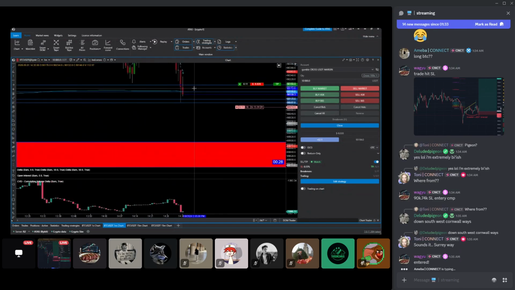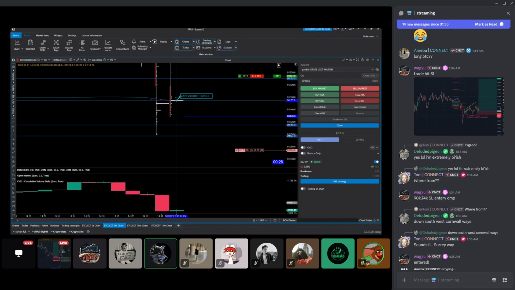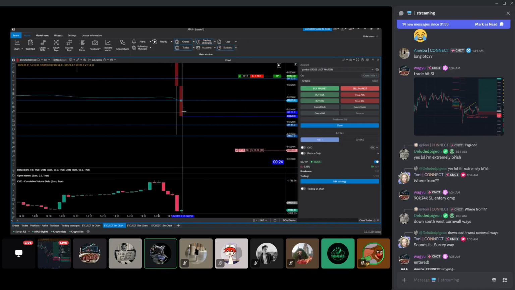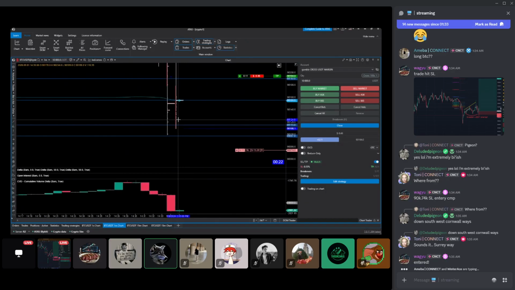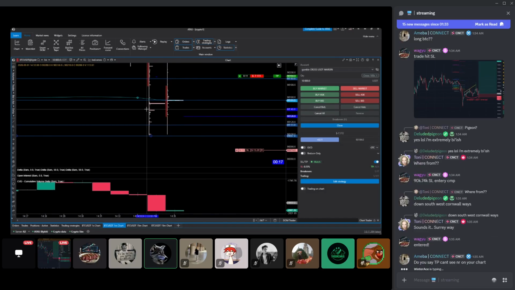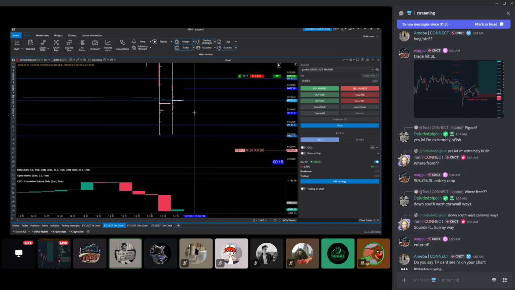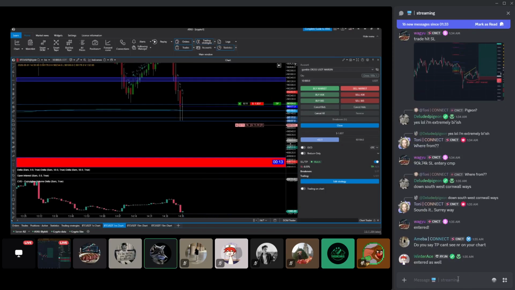We are going down. If we close below VWAP, it is down. This is a bearish signal. Let's see if we react to this one. We did react again. I've set my limit order to 90k on the dot.